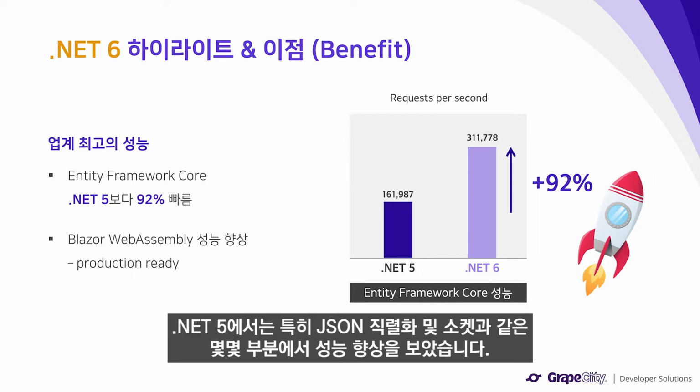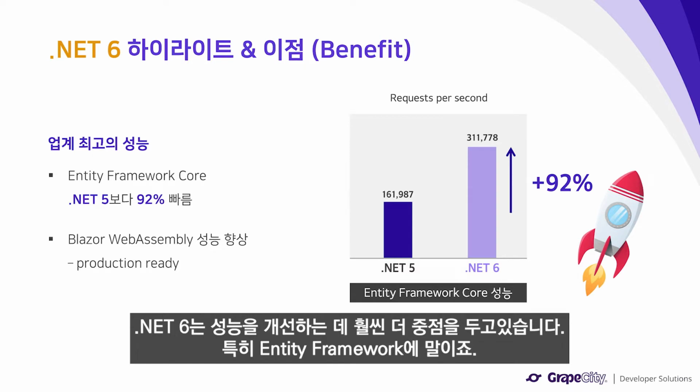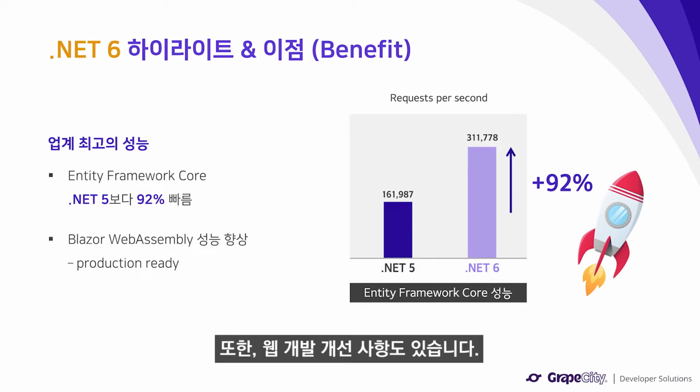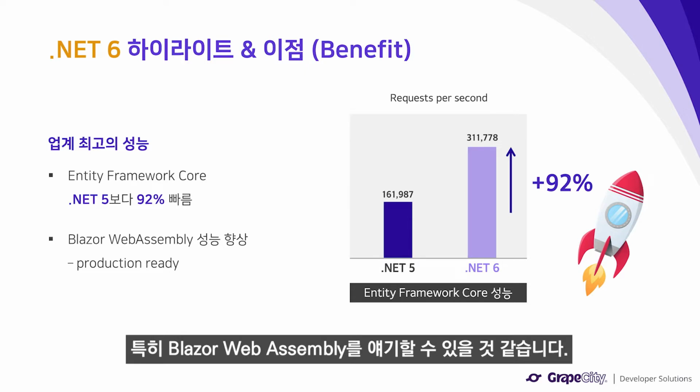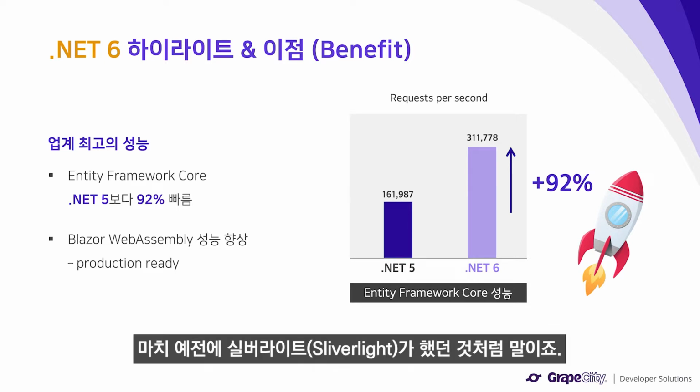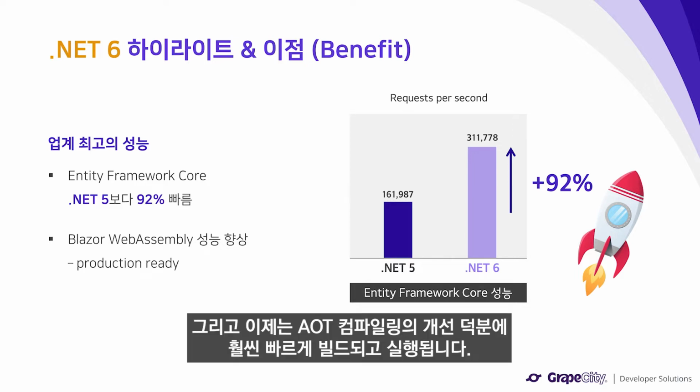So with .NET 5, we saw some areas of performance enhancements, specifically with JSON serialization and sockets. But .NET 6 has a lot more focus on improving performance, specifically with the Entity Framework. According to Microsoft, .NET 6 is now 92% faster than .NET 5 with Entity Framework. And that's for all of your data management. And there's also some web development improvements I wanted to include here, especially for Blazor WebAssembly. Blazor WebAssembly apps are a great way to take a desktop app to the web, kind of like how Silverlight was back in the day. And now it builds and runs much faster, thanks to improvements in the ahead of time compiling.